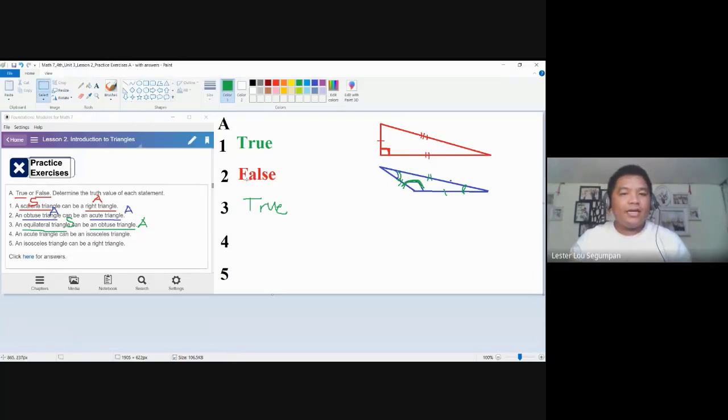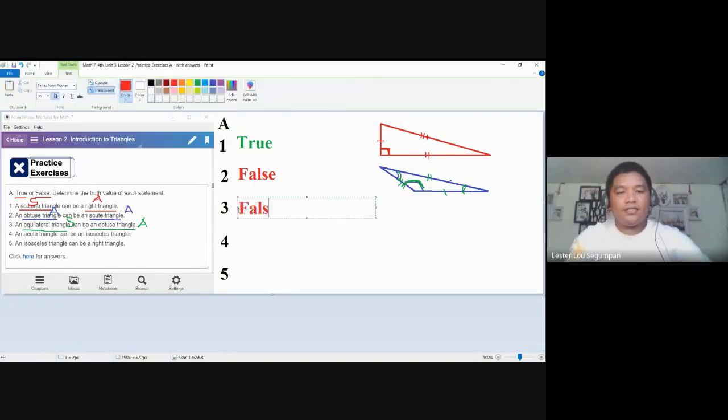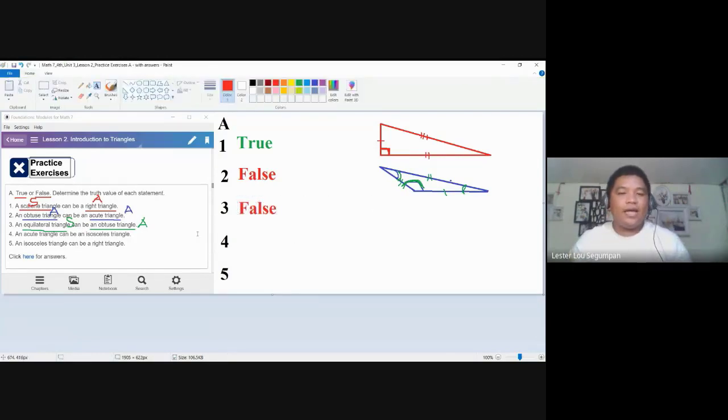For number three, yes, the classifications here are of different category, but the equilateral triangle is special because an equilateral triangle is also equiangular and vice versa. Equiangular is also equilateral. That would mean for number three, the answer here is false. Let's proceed to number four. Okay, there is no equilateral or equiangular here, so we can assume the first two assumptions in number one and number two.